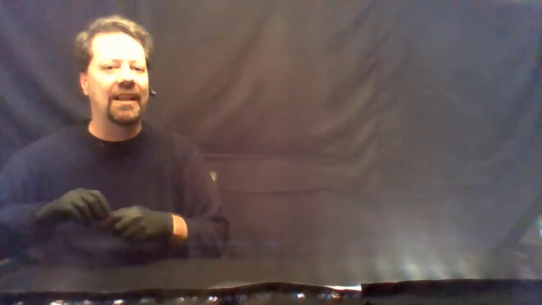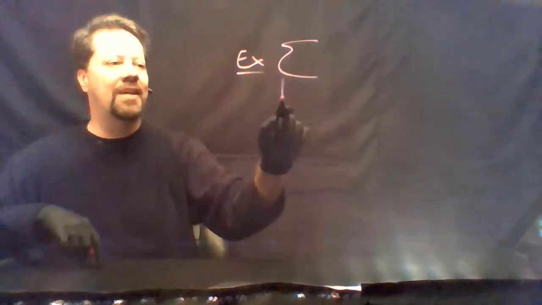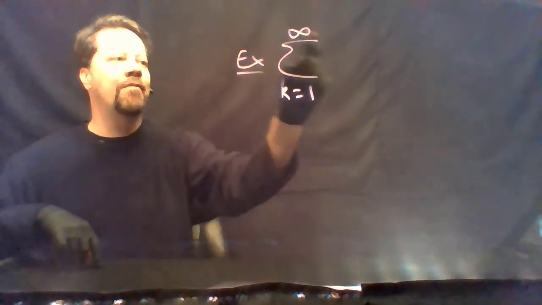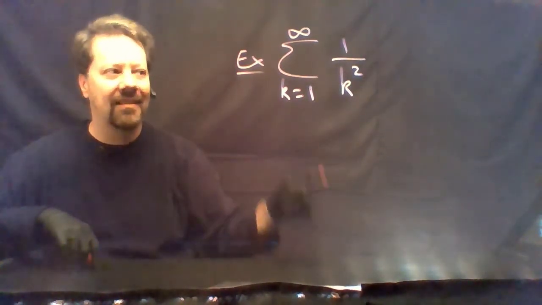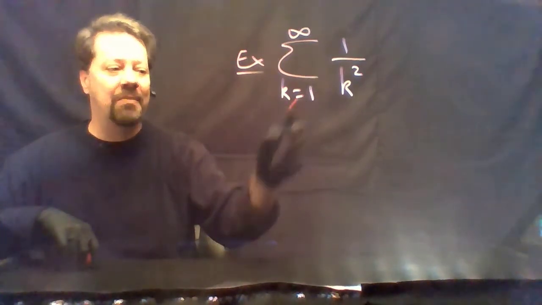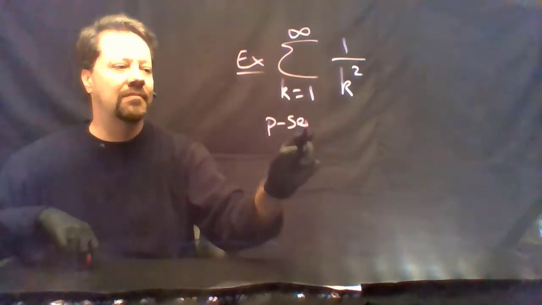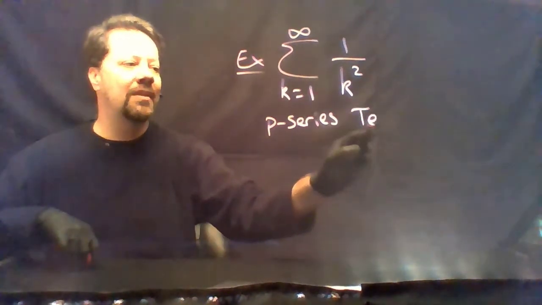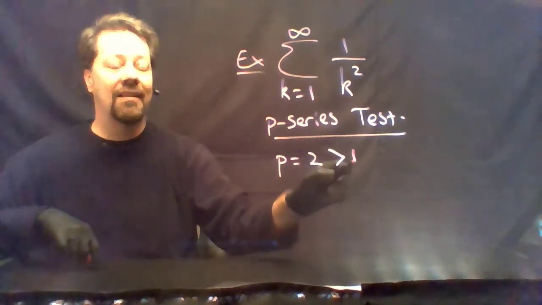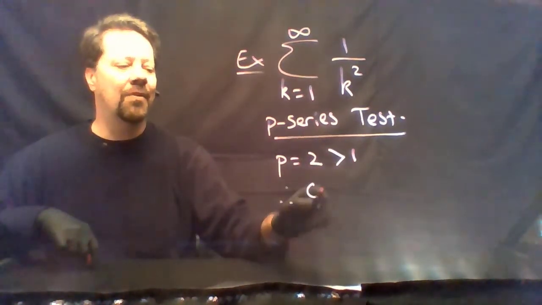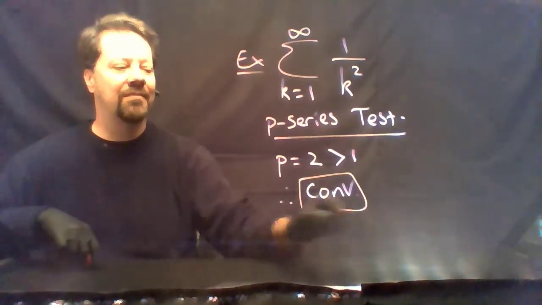Now, we're done with the proof, but the implementation of the theorem is really very easy. Let me give you an example. Suppose I have the sum, as k goes from 1 to infinity, of 1 over k squared. You need to be able to identify this as a p-series, and hence use the p-series test. In this case, p is 2, which is strictly greater than 1, and therefore the series converges.